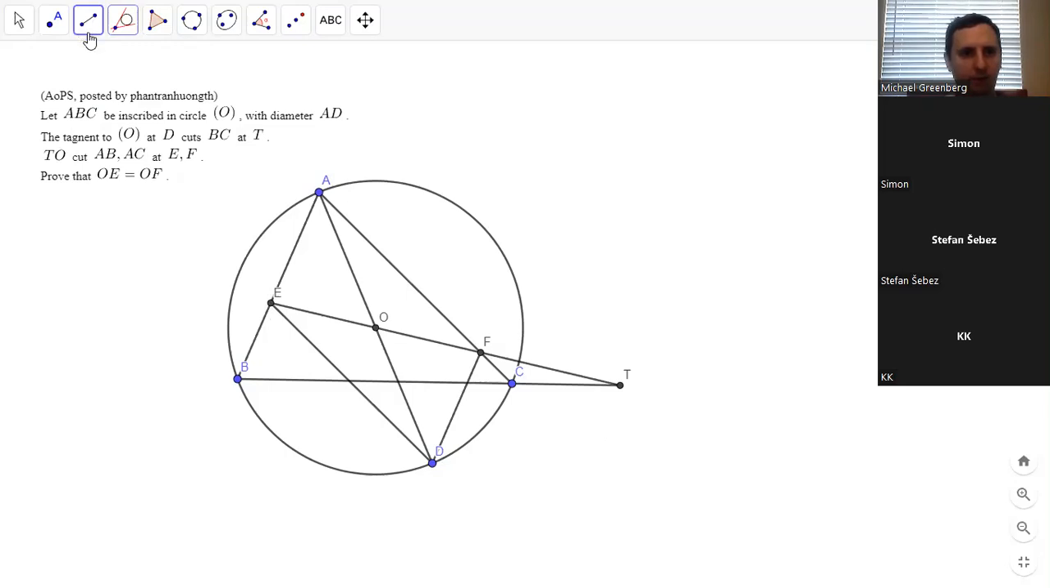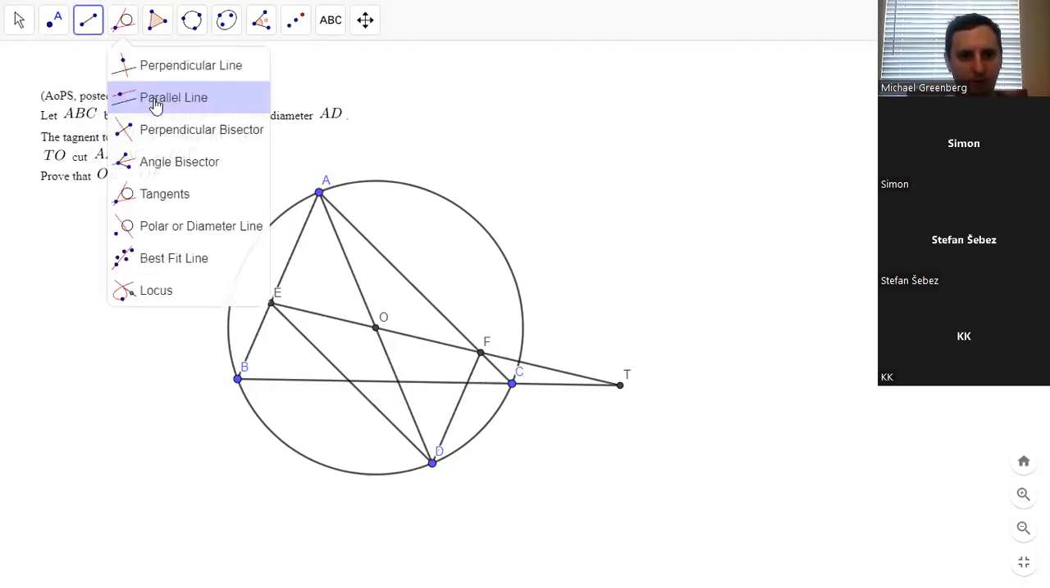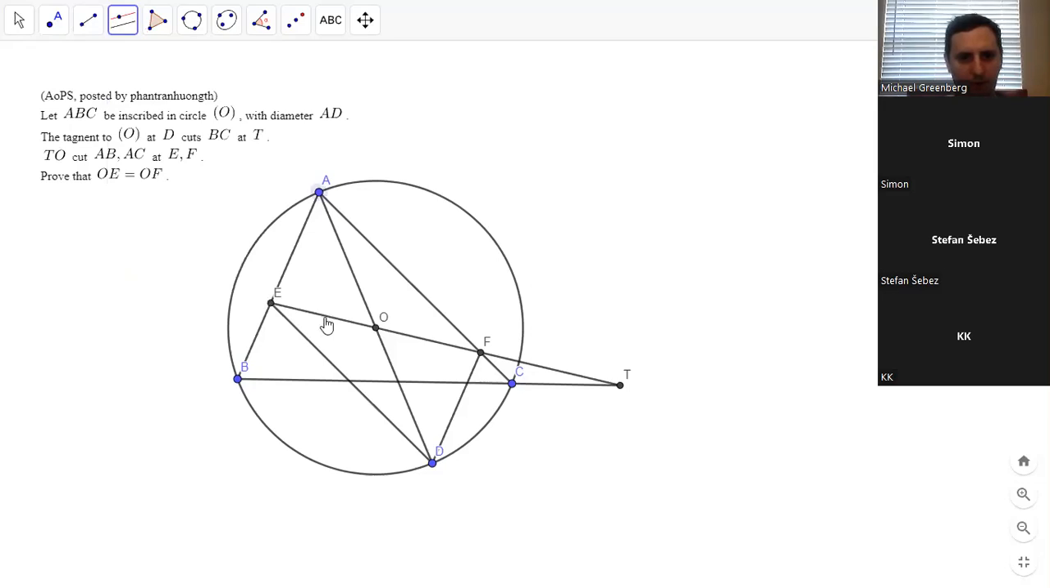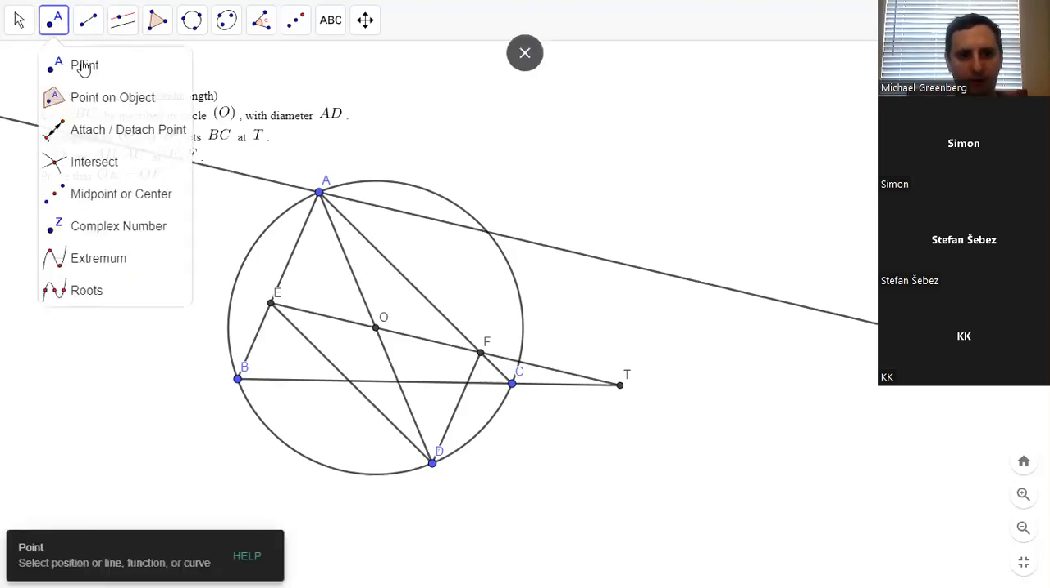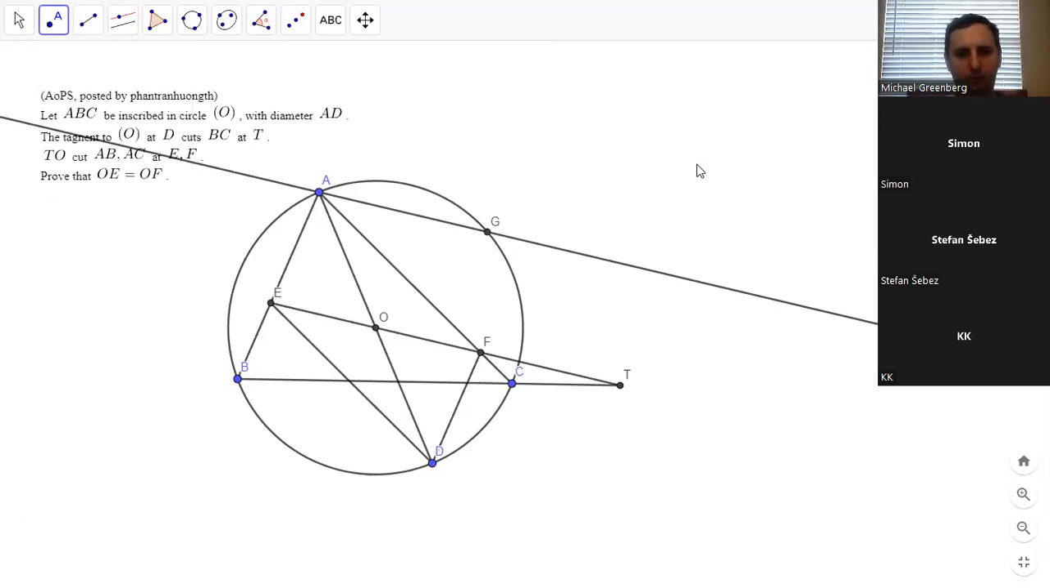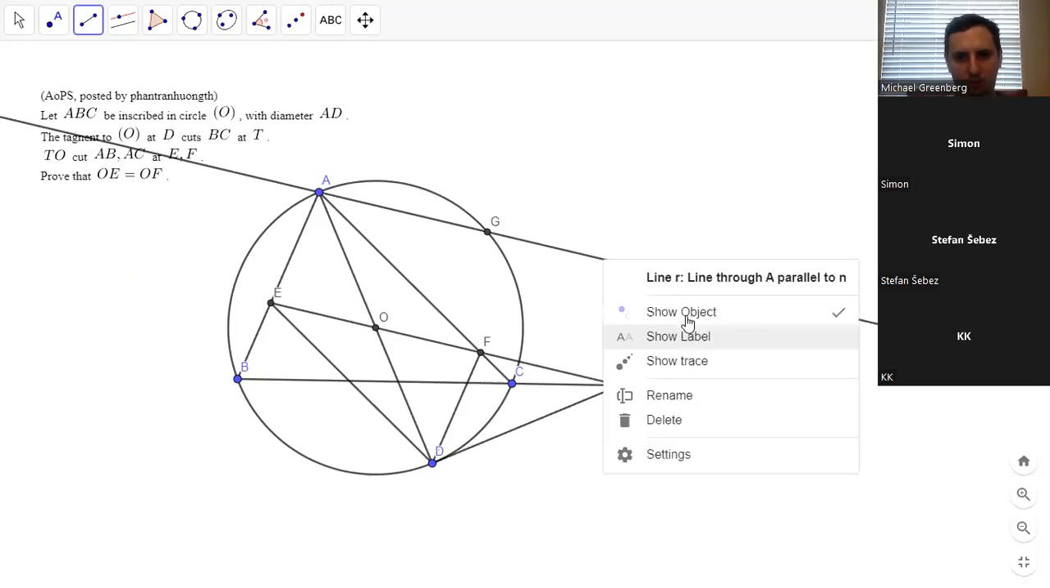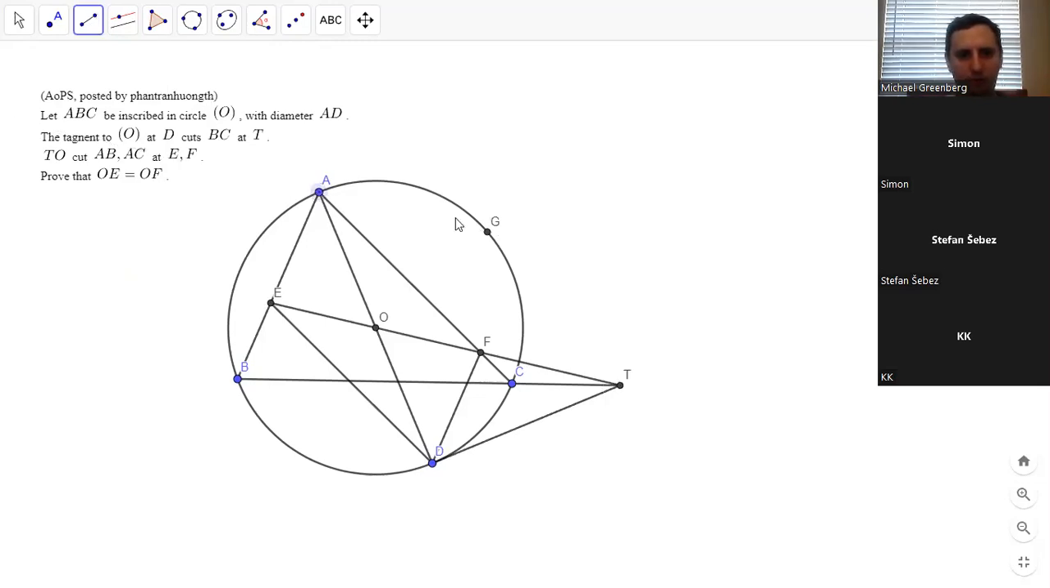So basically, there's a couple things we could do here. If we draw the parallel to OT, then we want to show that BDCG is harmonic. That's one thing we could do. Oh, sorry, I erased the tangent line. So if we draw the parallel to OT and let it intersect at G, if we could show GBDC is harmonic, that would solve it.